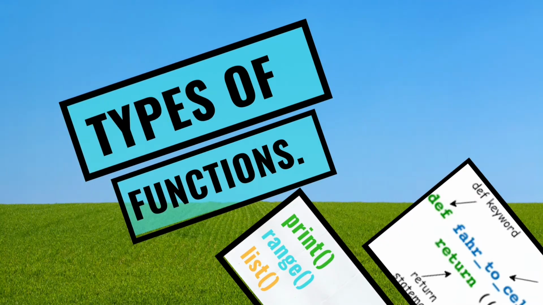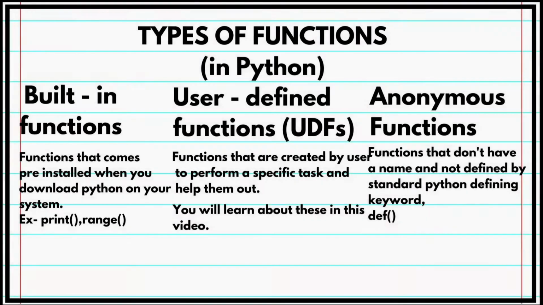Types of functions in Python. Built-in functions: functions that come pre-installed when you download Python on your system. Example: print function, range function, etc. User-defined functions: functions that are created by the user to perform a specific task and help them out. We will stick to these in this video. Anonymous functions: functions that don't have a name and are not created using Python's standard function defining keyword, def. Give this video a pause and read this slide yourself to understand it better.